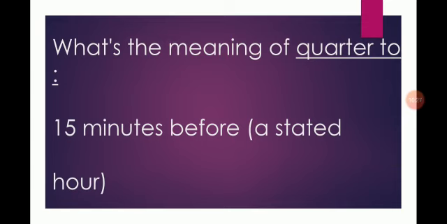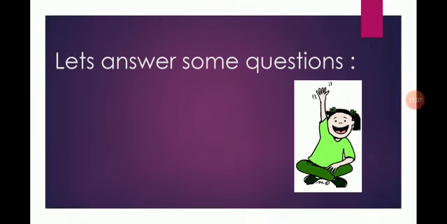الساعة 3 وربع. Half past, half that's mean منتصف. So المنتصف بيكون على number 6. It's a half of 12. 6 هو منتصف ل number 12. So it's half past that's mean ونص. For example, it's half past 3. That's mean الساعة 3 ونص. Quarter to that's mean إلا ربع. For example, 15 minutes before 12. 15 دقيقة قبل ما ترجع number 12. For example, it's quarter to 4. That mean 4 إلا ربع. So let's answer some questions.